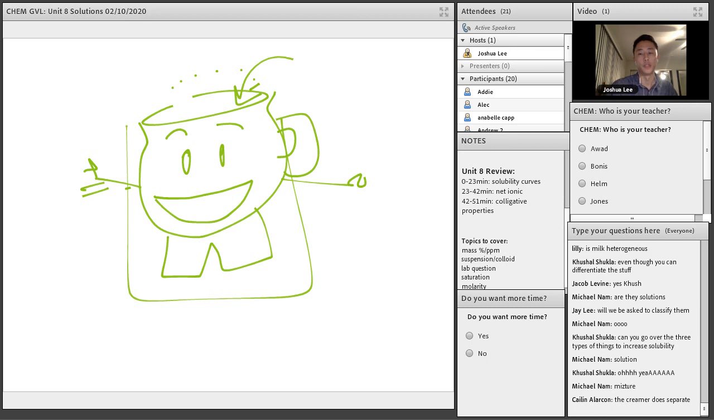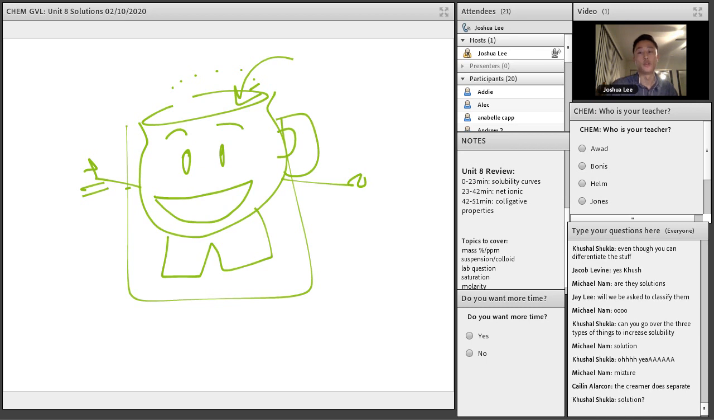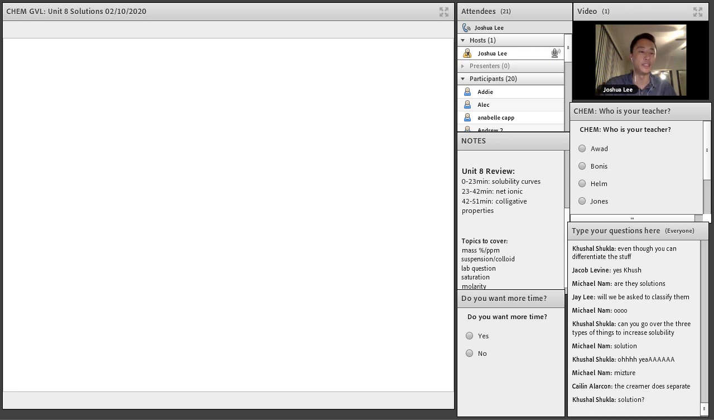Creamer does separate. This would be a solution. It's the same thing as you dissolving. I'm pretty sure Kool-Aid is just sugar and coloring. That's it. So that would be another solution. Mixtures, you should be able to see distinct layers, like if you put sand in water or oil in water, then you know that's going to be a mixture.